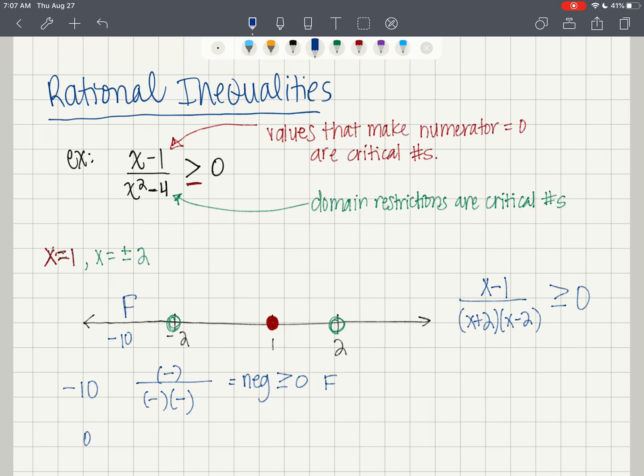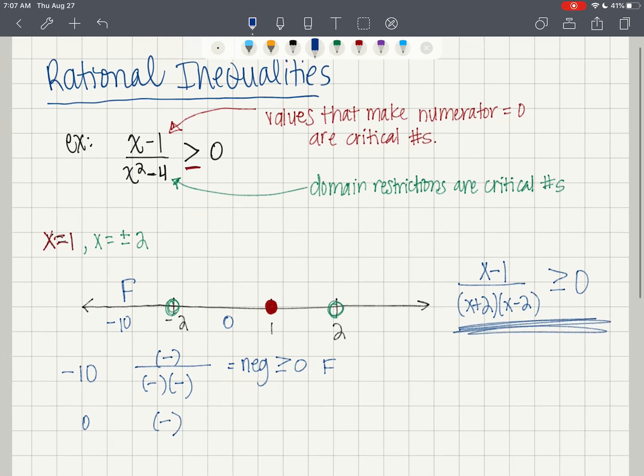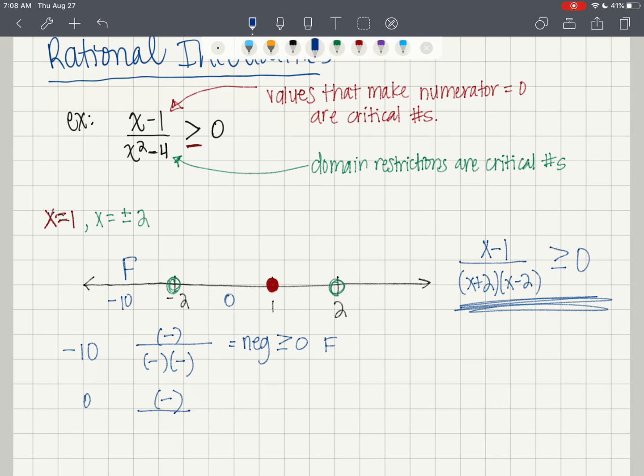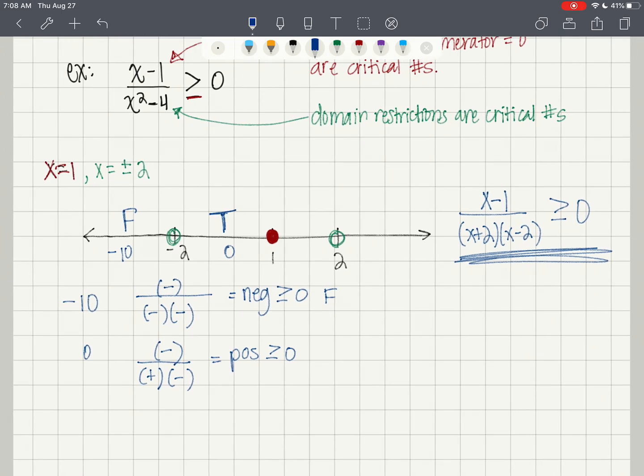Let's try 0. When I put a 0 in, 0 minus 1 is negative. I'm coming back over here. 0 minus 1 is negative, over 0 plus 2 is positive. 0 minus 2 is negative. A negative over a negative is a positive, and a positive will always be greater than 0. So that is true. Now we're going to try a number between 1 and 2. Let's try 1.5.